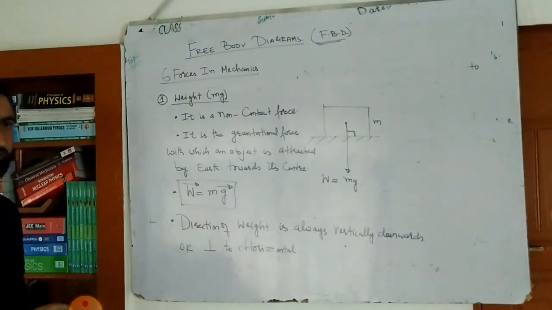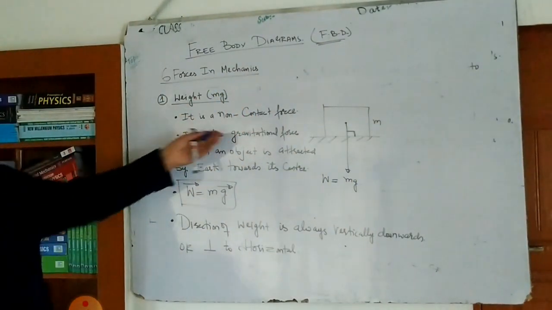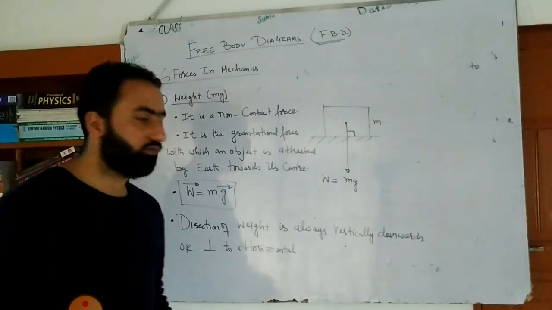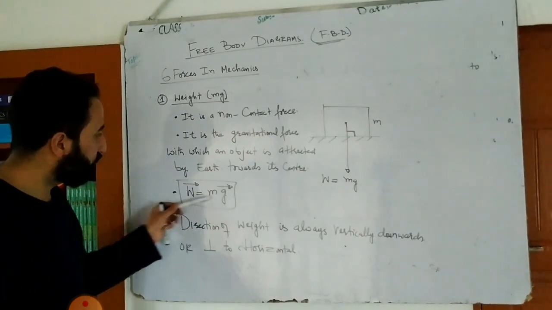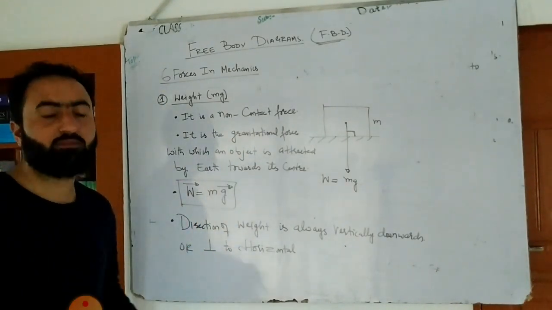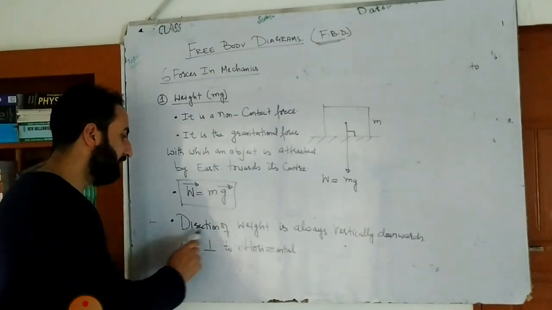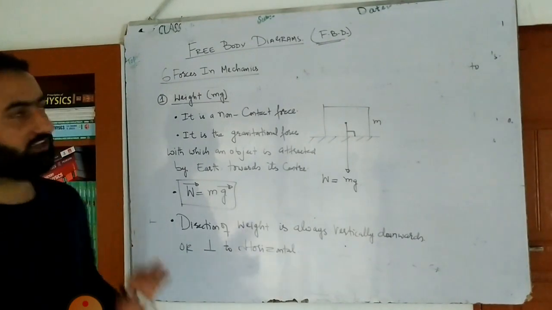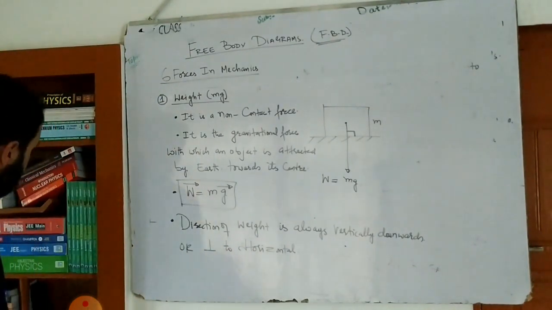So we're done with the weight. First of all, it's a non-contact force. It's a gravitational force with which an object is attracted to the center of Earth, or vertically downwards, and its magnitude is W is equal to m multiplied by g. In vector form it implies that the direction of W is the same as that of g, the acceleration due to gravity. So direction of weight is always vertically downwards or perpendicular to horizontal, as simple as that. Okay, so we're done with the weight.